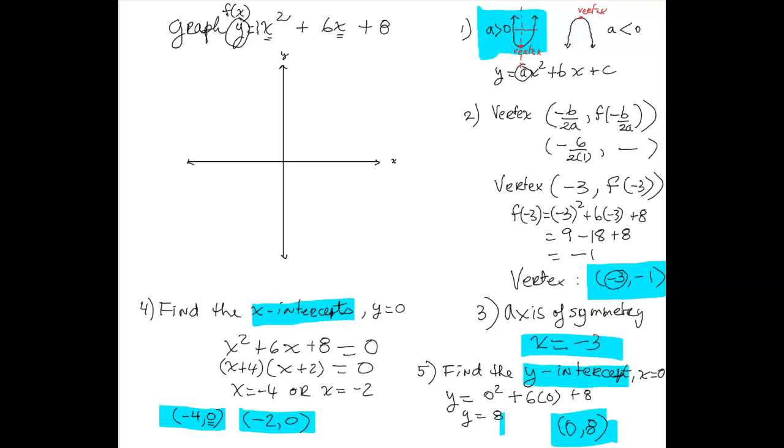So that's enough for me to graph my function. All right, so let's do that. First, let's plot the intercepts. So we have (0, 8). Like 1, 2, 3, 4, 5, 6, 7, 8. I'm not going to have a perfect line, but I'm going to try. So (0, 8), that's my y-intercept. Then (-4, 0).